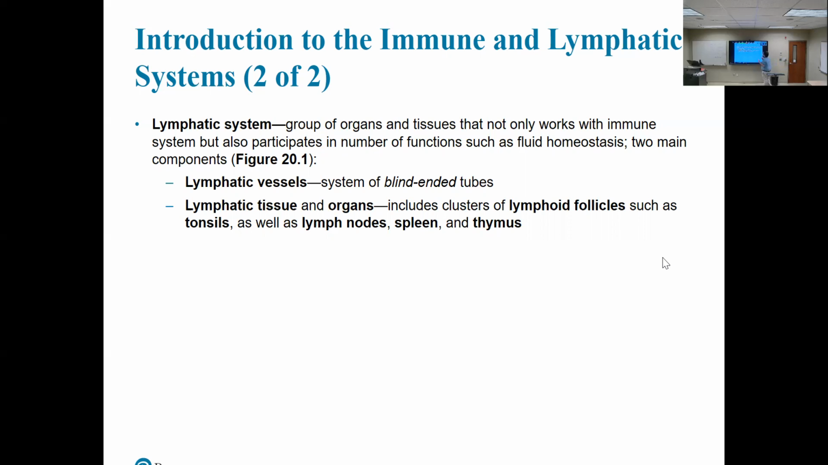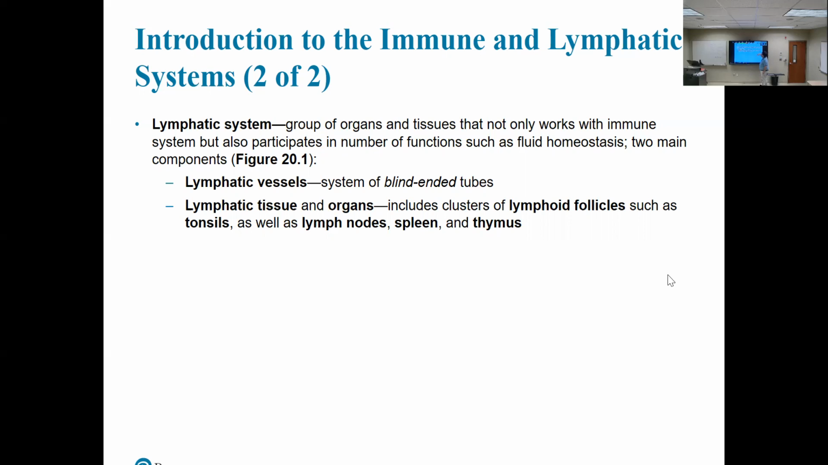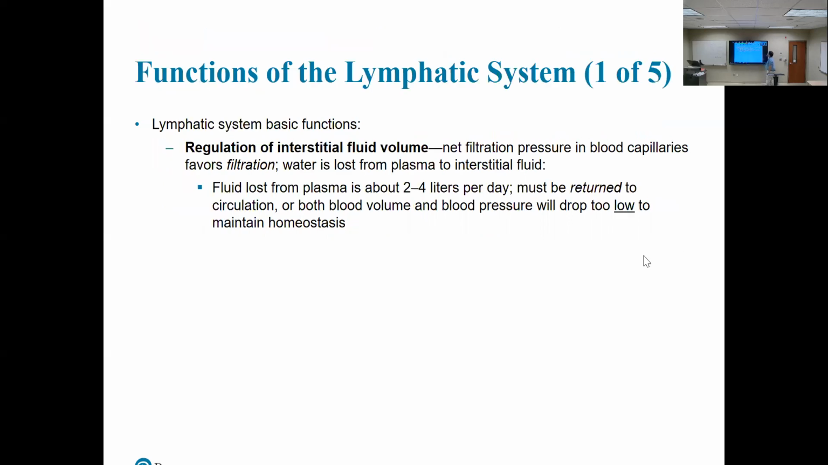So one of the first functions of this lymphatic system would be what? To obviously house these immune cells, but its other role is to regulate this interstitial fluid that is lost at these capillary beds. Look at that, fluid loss from plasma is about 2 to 4 liters per day. It must be returned to the cardiovascular system or you'll have problems.